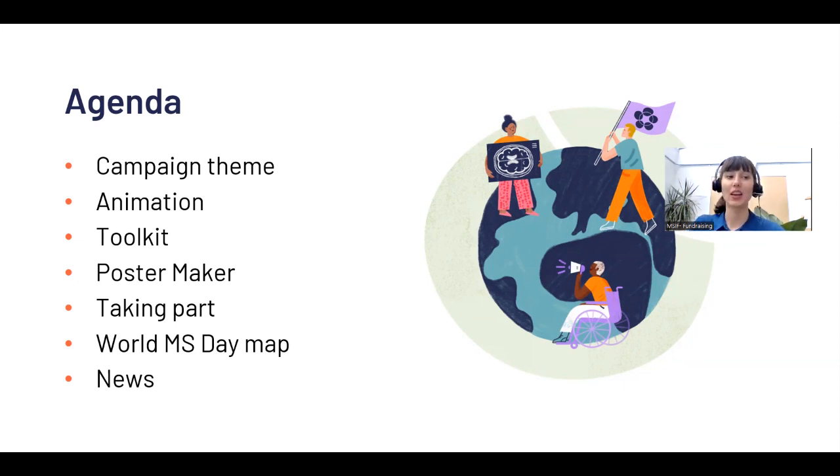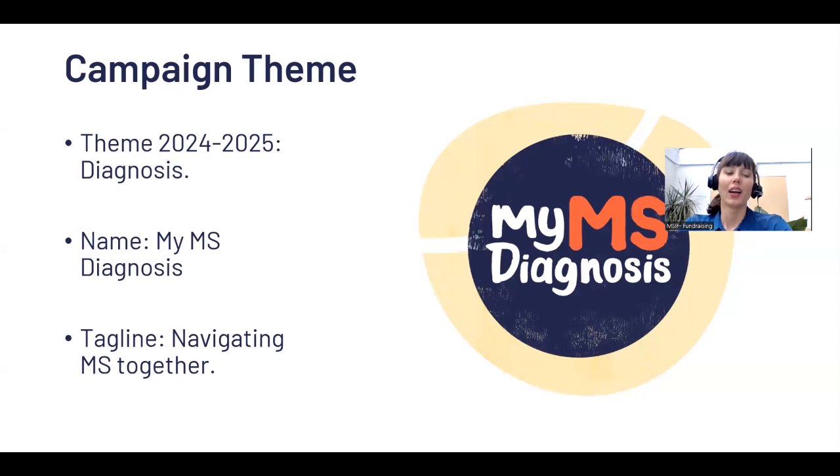First, let's begin with an introduction to the new campaign, My MS Diagnosis. The theme for World MS Day 2024 to 2025 is diagnosis. The name of the campaign is, you guessed it, My MS Diagnosis, and the tagline is Navigating MS Together. So what is the campaign all about? The My MS Diagnosis campaign advocates for early and accurate diagnosis for everyone living with MS.